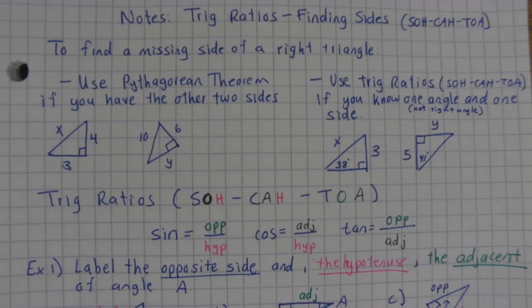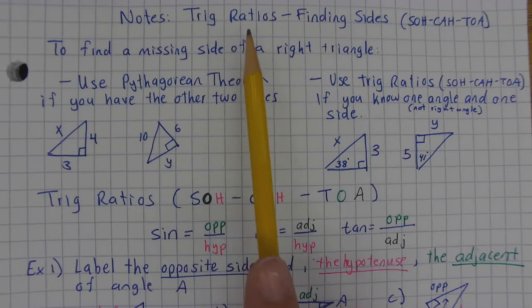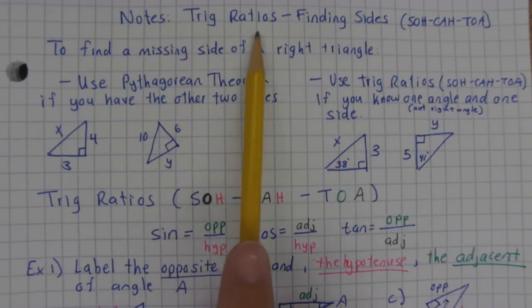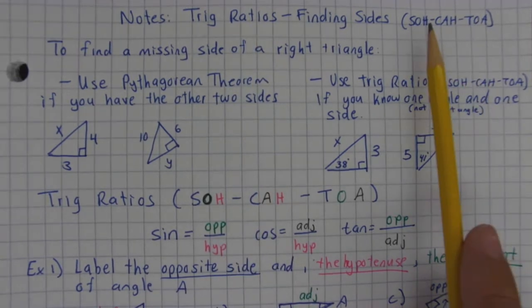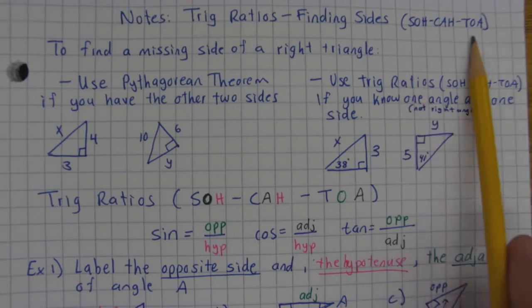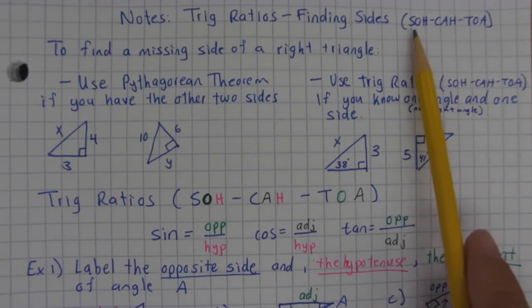Hello, today we're going to review trigonometric ratios and how to find sides using SOH-CAH-TOA. When we talk about trig ratios, what that means is that we're going to be comparing two sides of a right triangle. Using the acronym SOH-CAH-TOA can help us remember which sides to use.